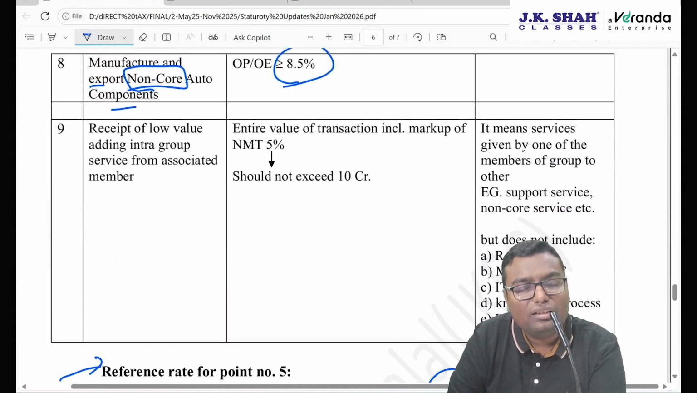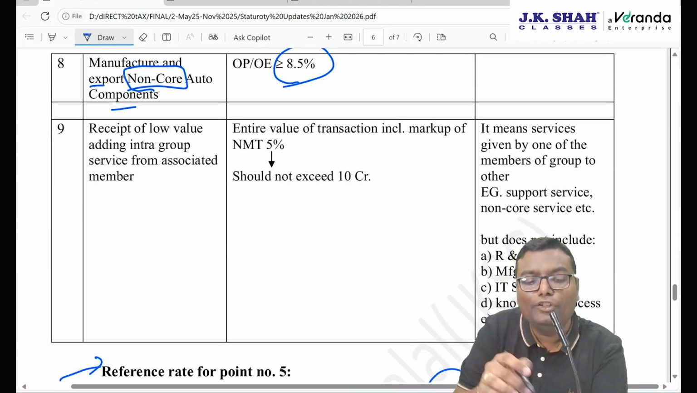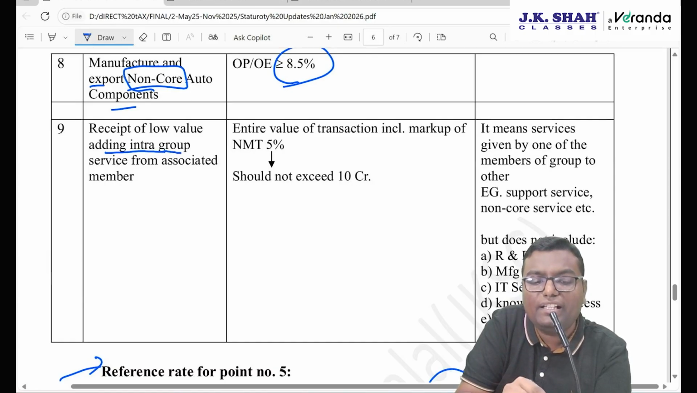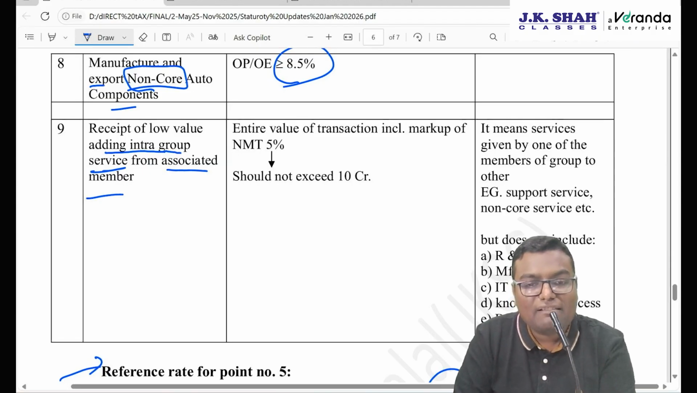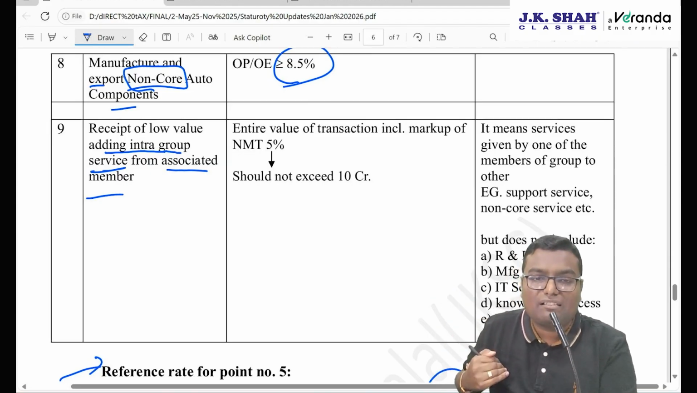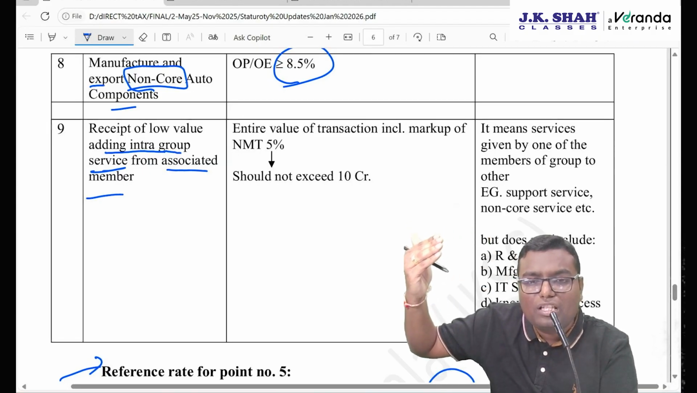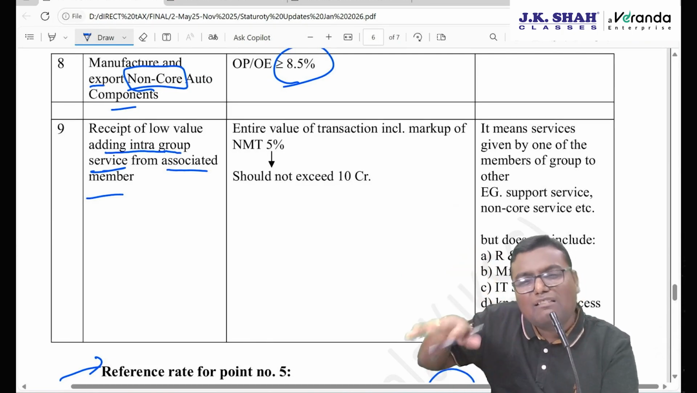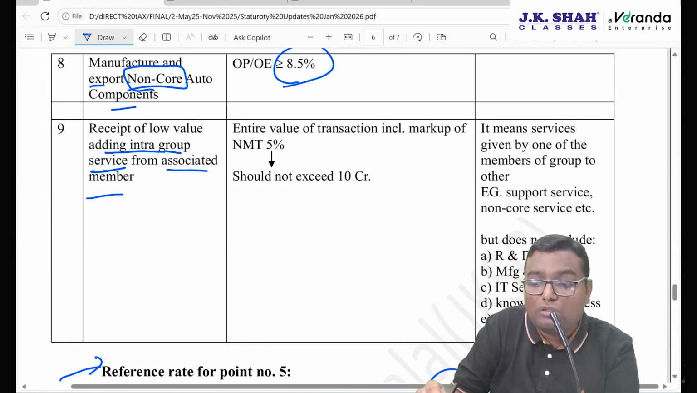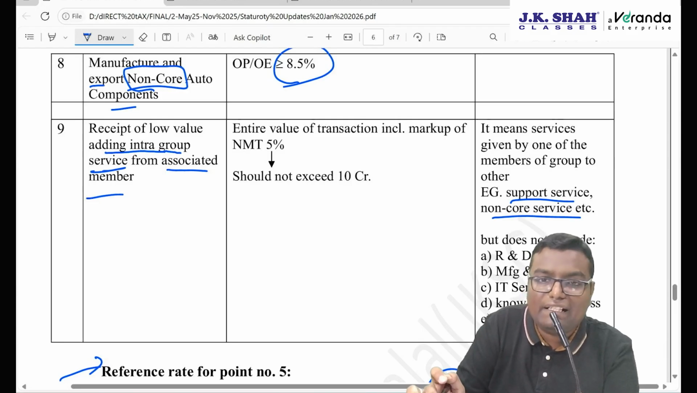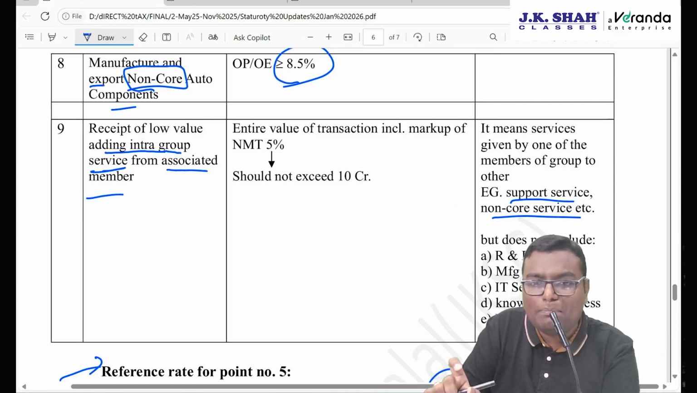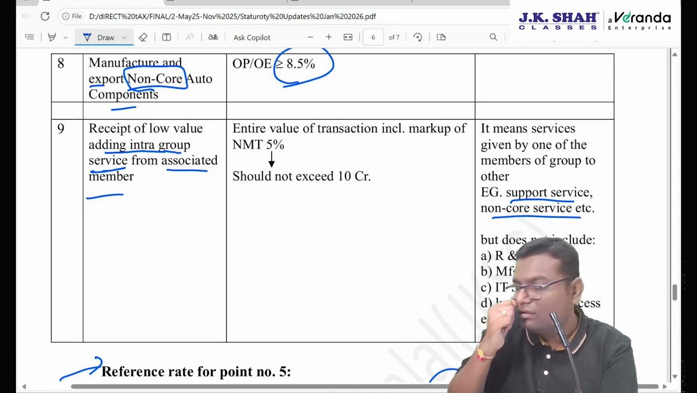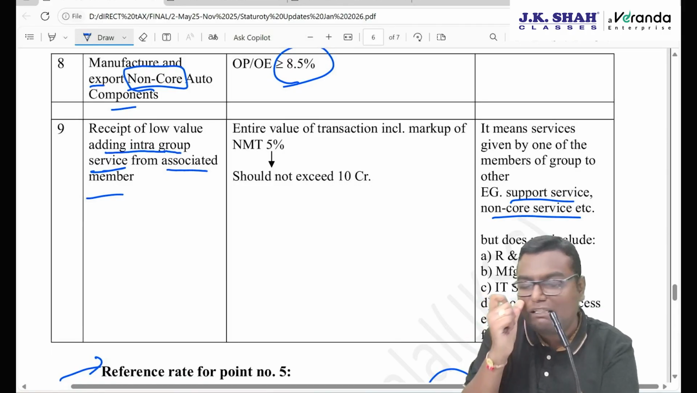You are an Indian enterprise taking low value adding intra-group services from an associated member. So you are an Indian enterprise, and now you are taking services from associated enterprises. These are not essential services. These are subordinate services, support services, non-core services, etc. Then arm's length price is applicable for that expense also. You cannot pay a huge expense for that. You have to pay a certain maximum expense.